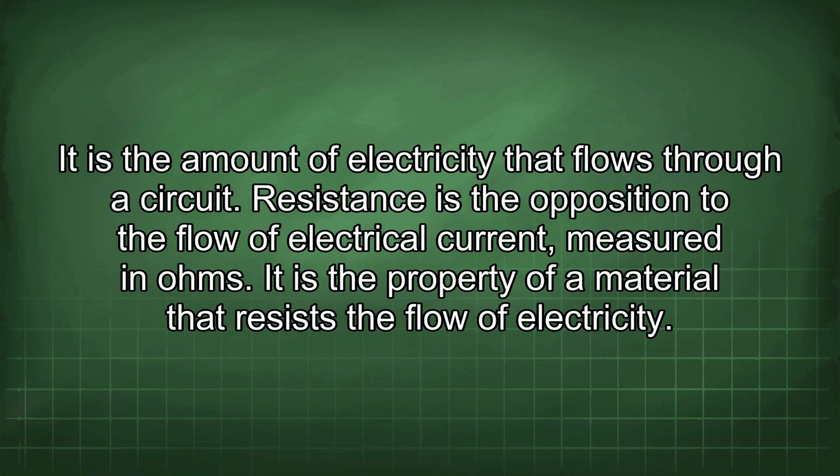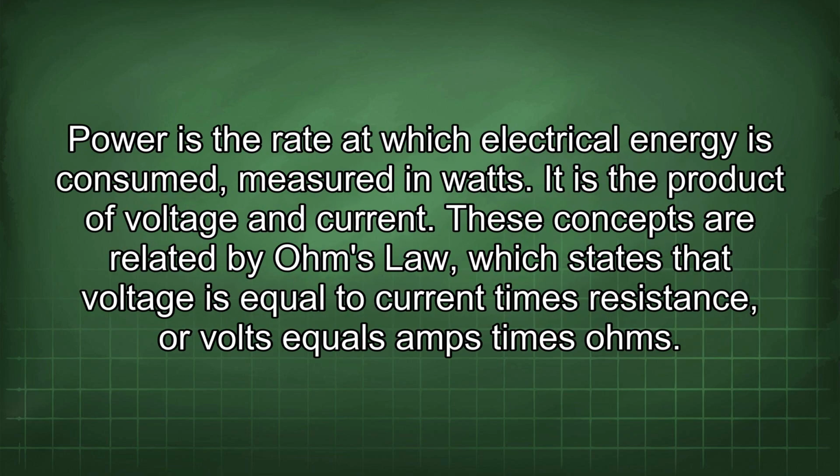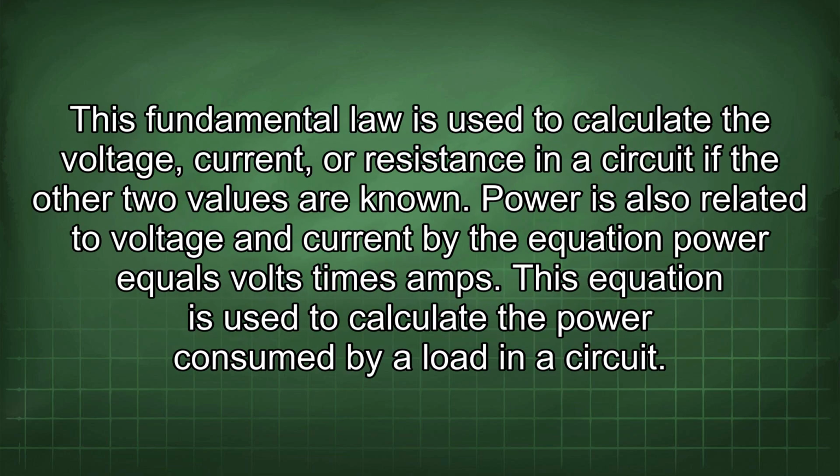Resistance is the opposition to the flow of electrical current, measured in ohms. It is the property of a material that resists the flow of electricity. Power is the rate at which electrical energy is consumed, measured in watts. It is the product of voltage and current. These concepts are related by Ohm's law, which states that voltage is equal to current times resistance, or volts equals amps times ohms. This fundamental law is used to calculate the voltage, current, or resistance in a circuit if the other two values are known.